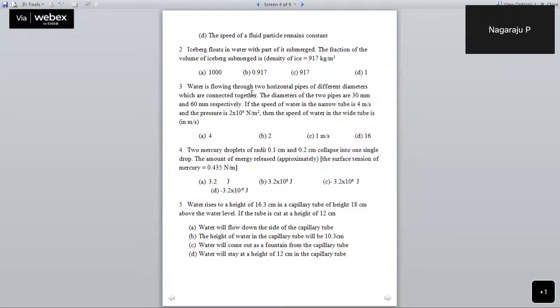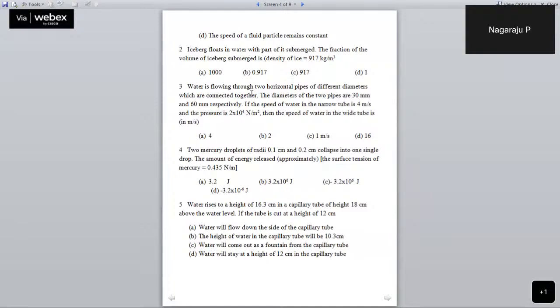Collapse into one single drop. I don't say it is very, very tough, but it requires some calculation, and therefore it is a question of analysis. You may call it somewhat difficult. I don't say that it is very difficult, but somewhat difficult. If you have the pen and the paper, you have to take volume of two droplets equal to volume of single drop. And volume of one drop is 4 by 3 pi r1 cube.